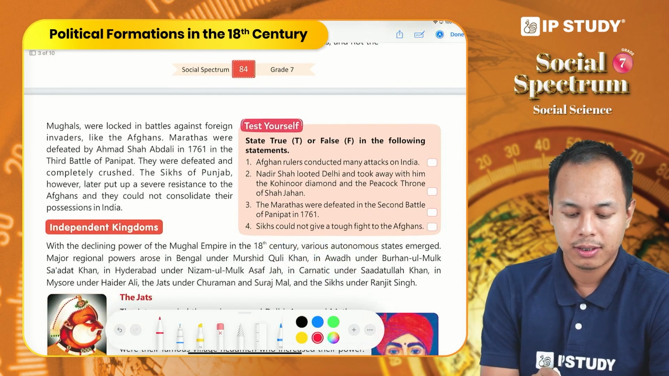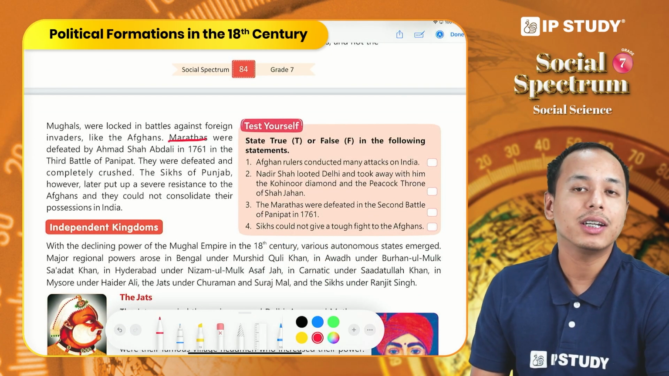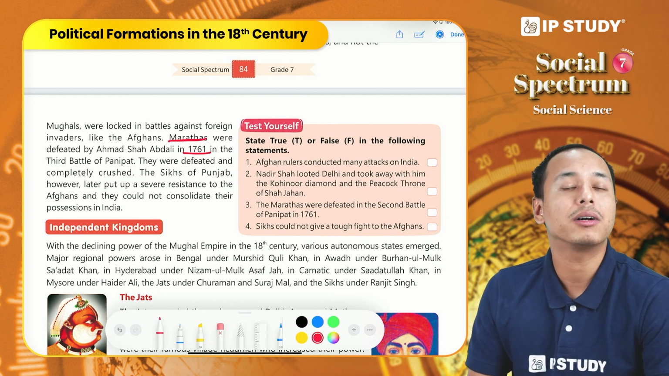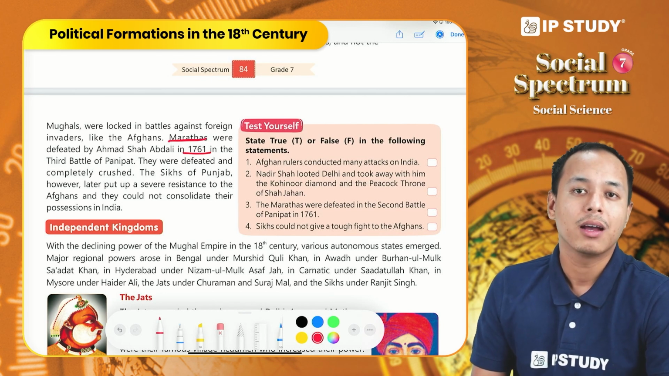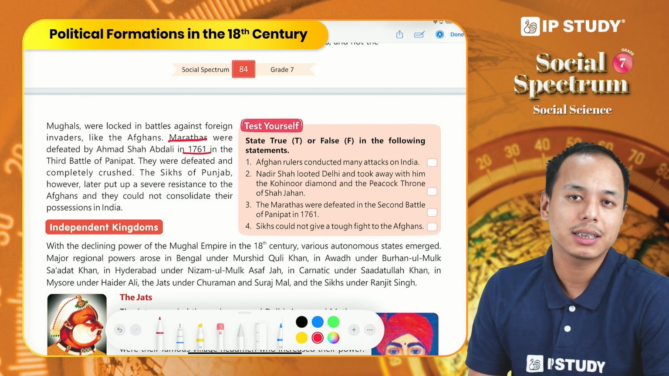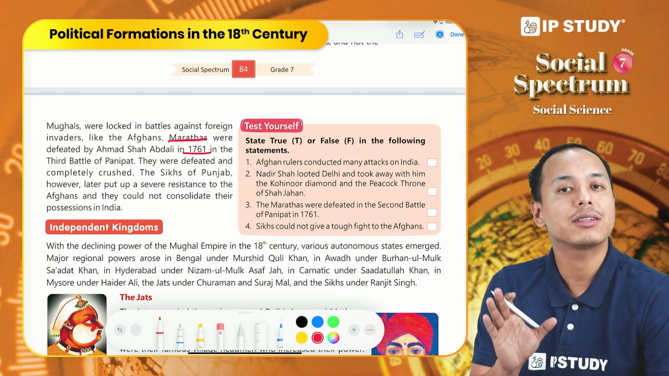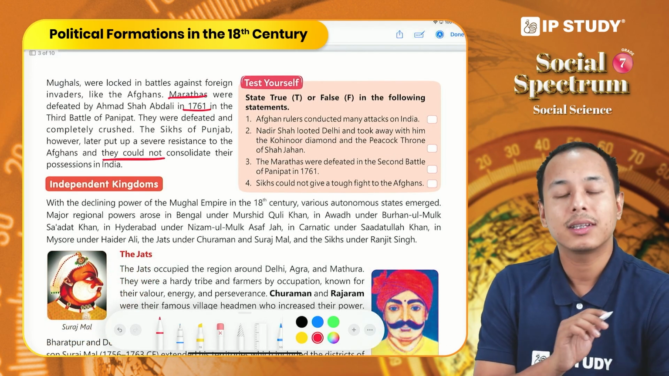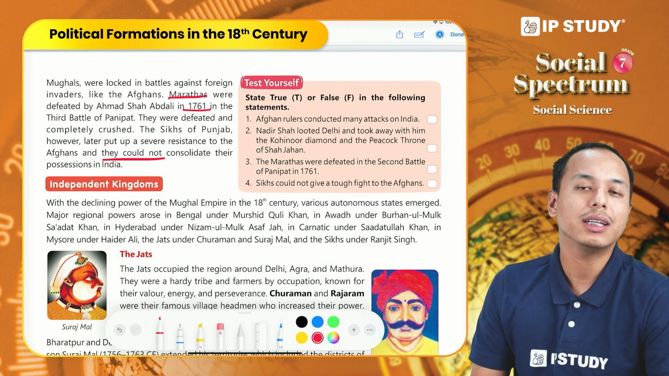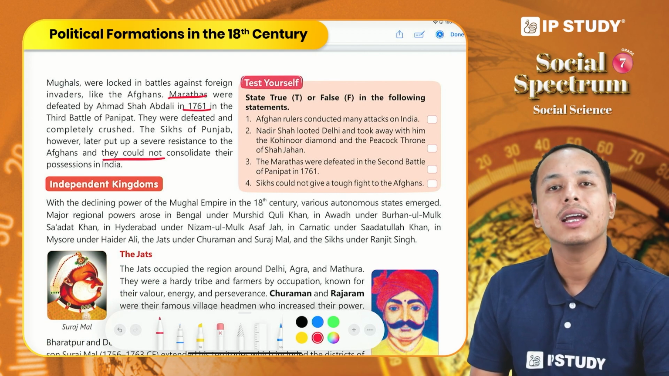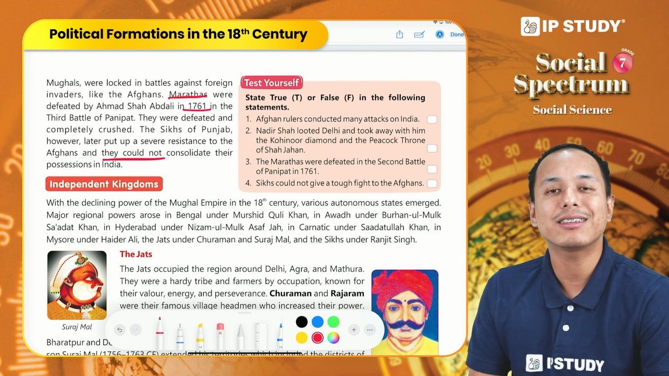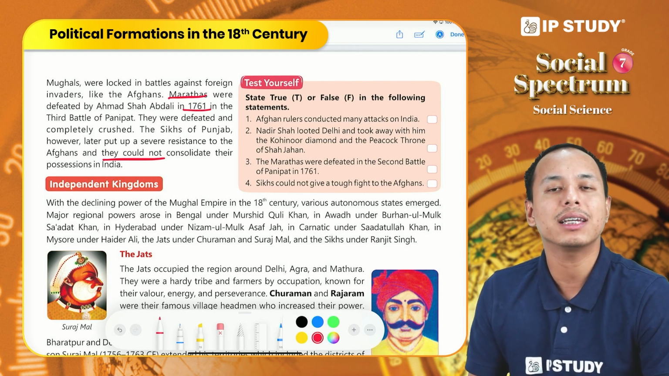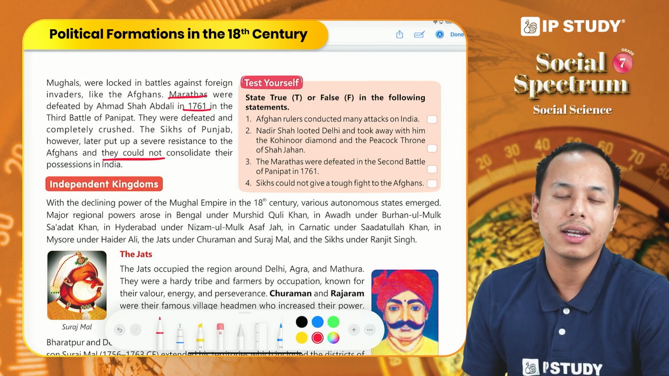However, the Marathas were eventually defeated in the third battle of Panipat in 1761. With this defeat, the Marathas were completely crushed. After the Marathas, the Sikhs resisted the Afghans and their invasion, and thus the Afghans could not consolidate their position in India. So we see it wasn't the Mughals but the Marathas and the Sikhs who, in the later half of the 18th century, fought against the foreign invaders.